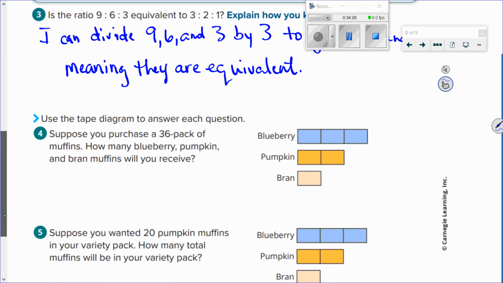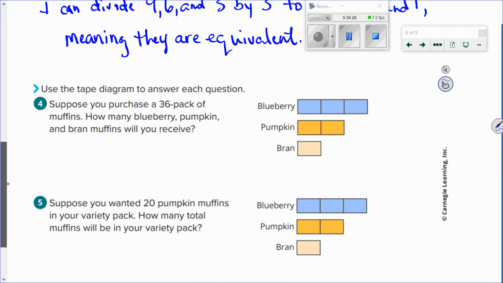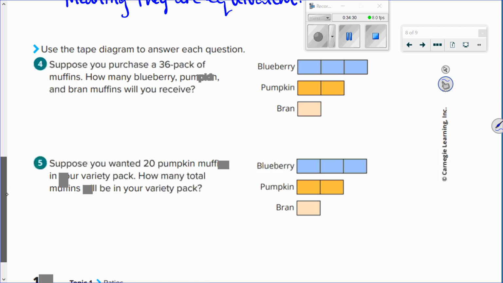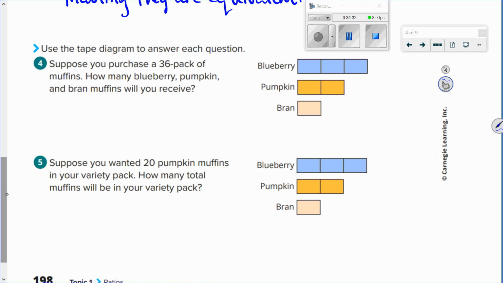So use our tape diagram to answer each question. So they're giving us a couple of different scenarios. I want you guys to work together. I'm only going to give you 3 minutes, but you should be able to answer these pretty quickly. Focus in on the information they've given you and how it relates to your picture.